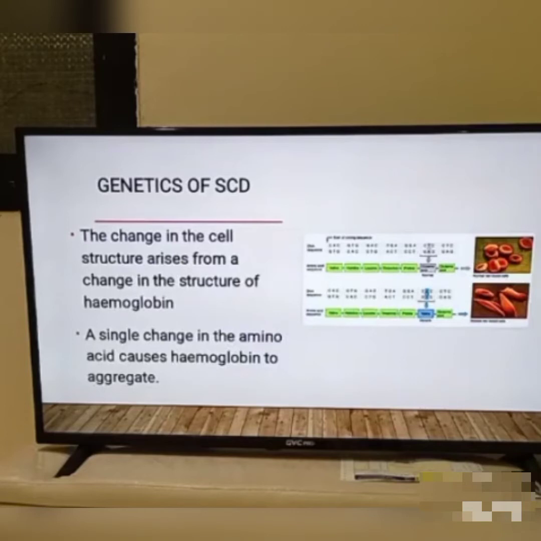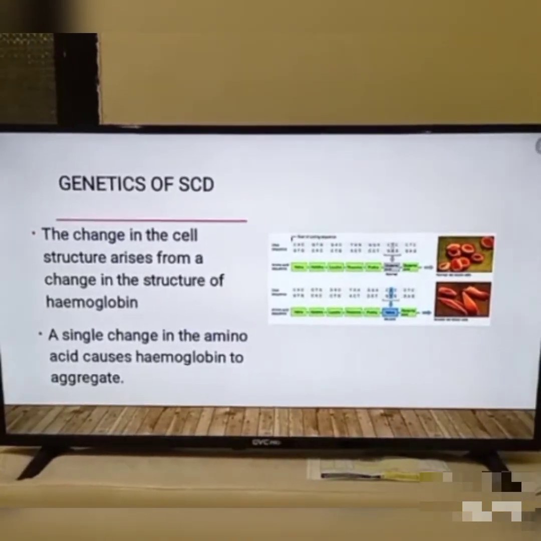What is the genetics of sickle cell disease? Remember we talked about the structure, iron connecting with amino acids. It has been discovered that the change from the normal round red blood cell to the sickle-shaped cells is a result of a change in the structure of hemoglobin. So as little as one amino acid change can cause the whole cell to change structure.